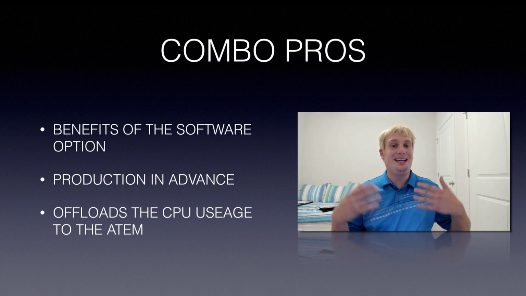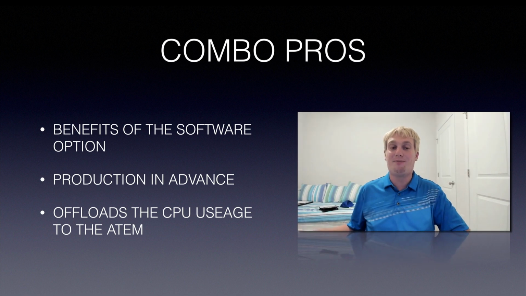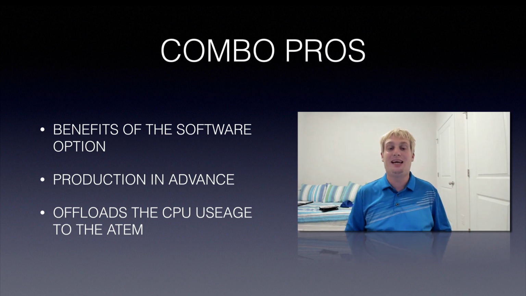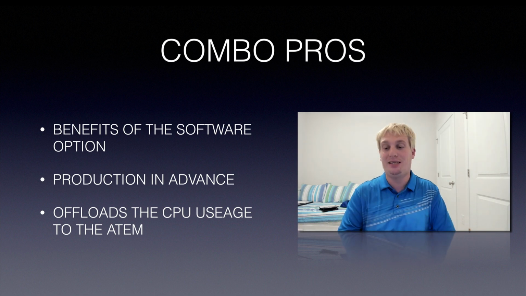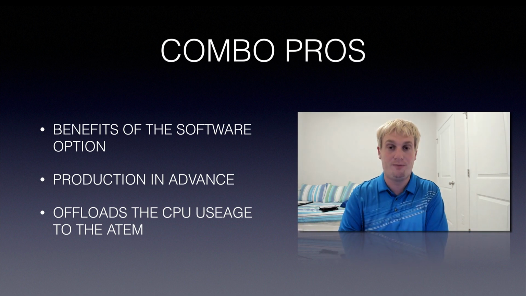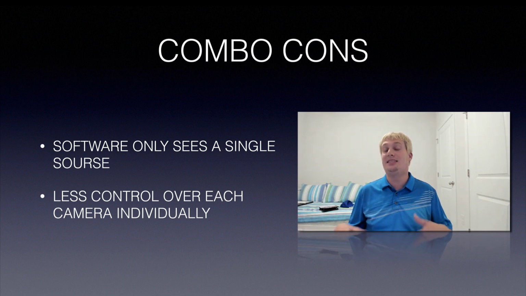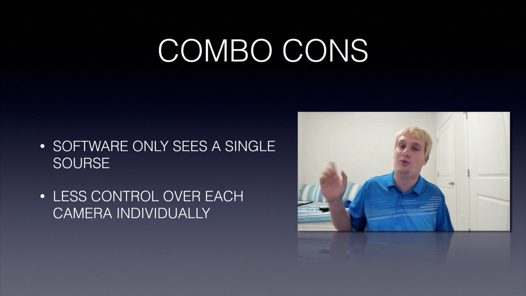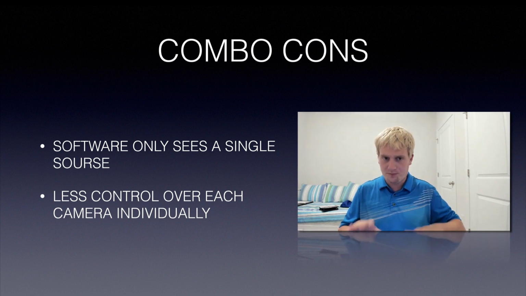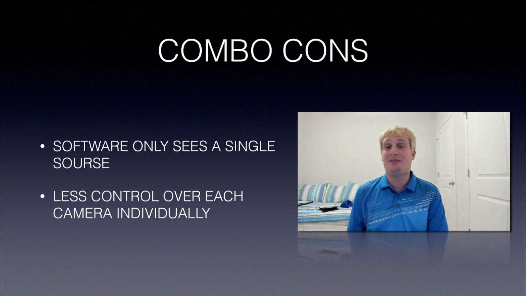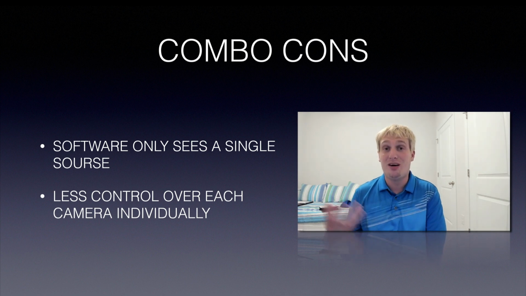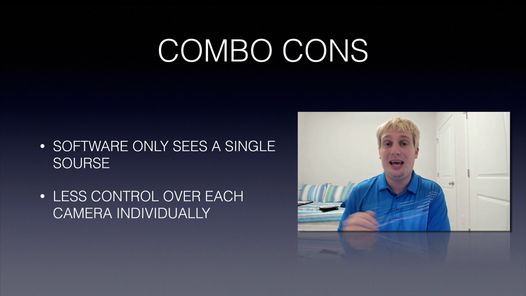So, like I just said, it is the benefits of the software option. You can have things set up in advance, and it's offloading that CPU usage of the cameras onto the ATEM because now we just have that single video source. The cons, though, is the software is only going to see one camera at a time. It cannot see all of the cameras because it doesn't know that all those cameras are there. It only sees one source from the ATEM, and we don't have control over the cameras inside of our software. They are completely controlled in the ATEM, and even that, it's limited to what control we do have.